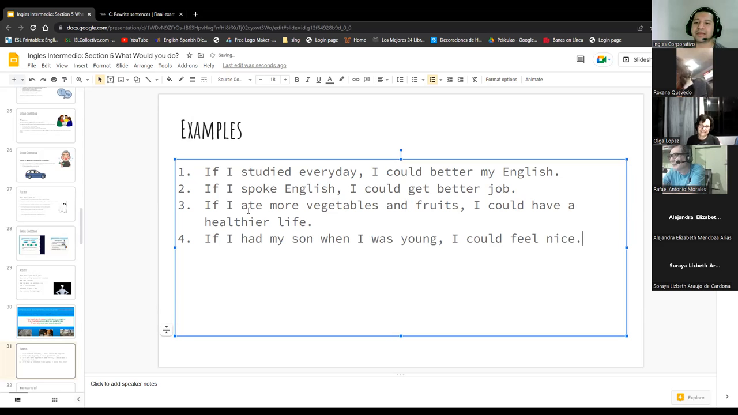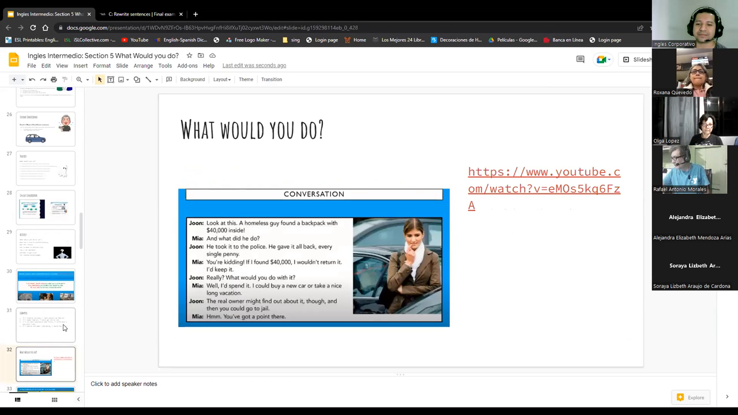Perfect. Si tuviera mi hijo cuando era más joven, me sentiría bien. So you will feel like nicer, like better, right? If you had your children when you were younger. Yeah. Okay, perfect. That's an unreal situation because probably you didn't do it in that way, right? So yeah, very good. Perfect. So if you see here, the if clause is in past all the time, right? Studied, spoke, ate, if I had, and then the modal with the verb, right? In present.